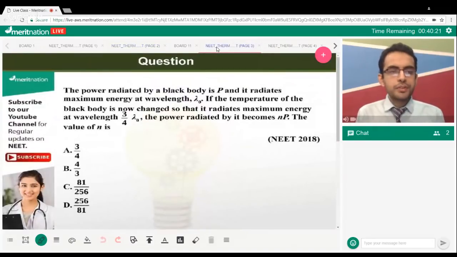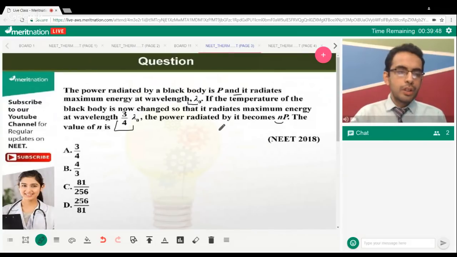The other question is, the power radiated by a black body is capital P, and it radiates maximum energy at wavelength lambda naught. If the temperature of the black body is now changed so that it radiates maximum energy at the wavelength 3 by 4 lambda naught, the power radiated by it becomes N P.